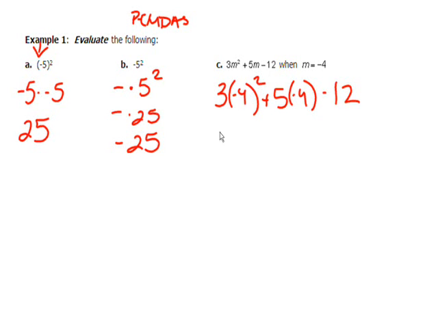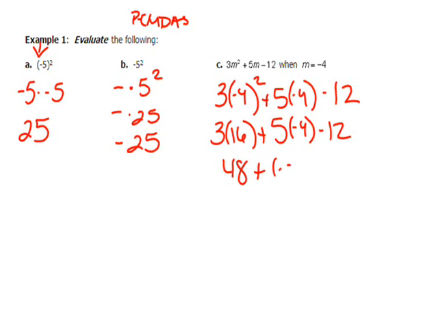-4 squared becomes positive 16, so I get 3 times 16 plus 5 times -4 minus 12, and then I can go ahead and do my multiplication. This is 48. This becomes -20, because a negative times positive is negative, and that is -12. So let me see, 48 minus 20 is 28, minus 12 is 16.